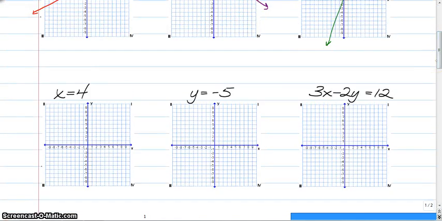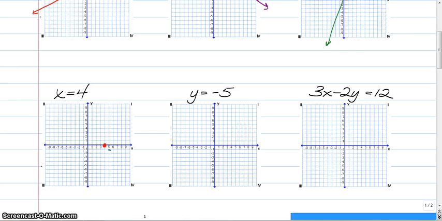Here's a couple more examples where we're going to do some vertical lines, horizontal lines, and how to use standard form. So x equals 4. Now think about this before you graph it. Where is x equal to 4? X is equal to 4 right here. Now this line has to represent when x is always 4.